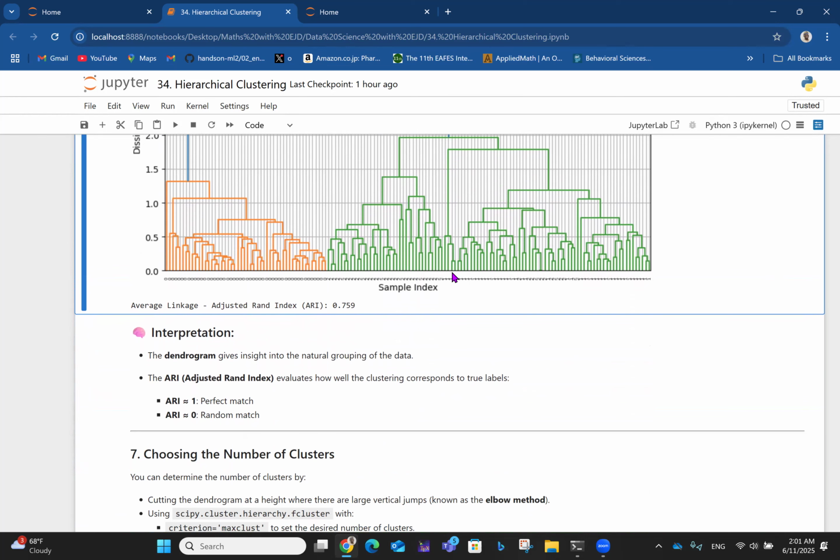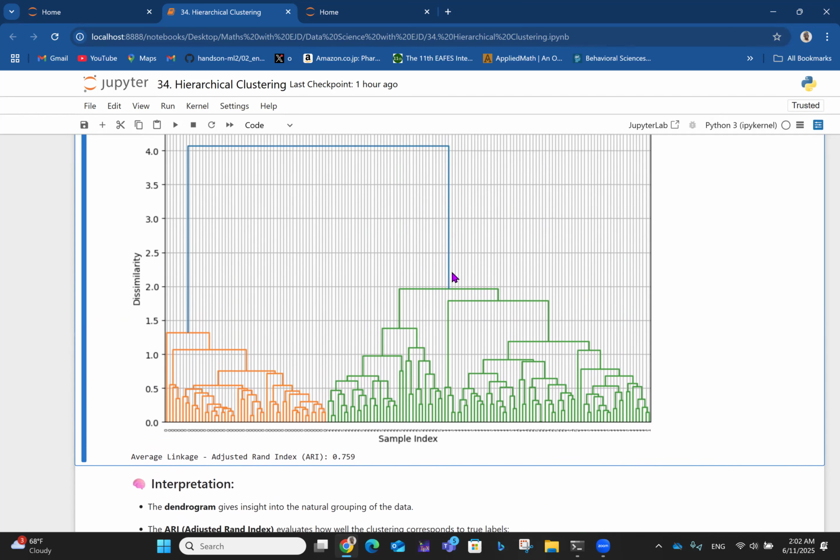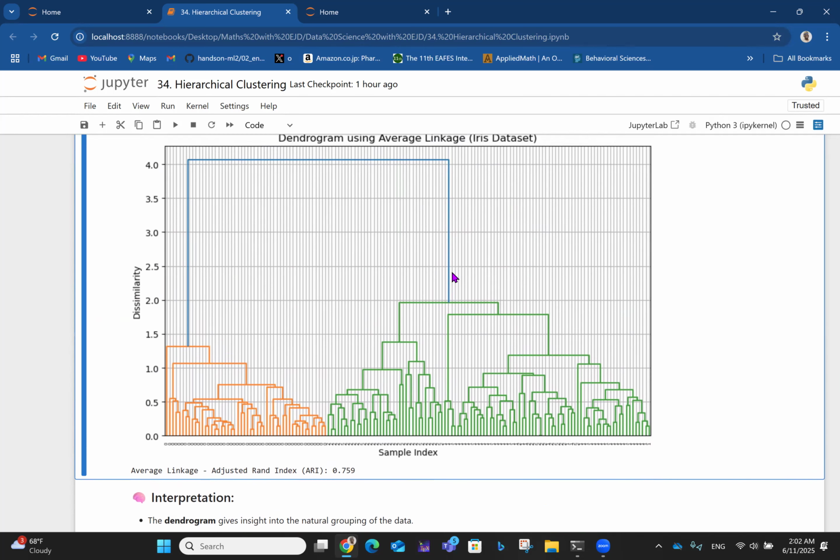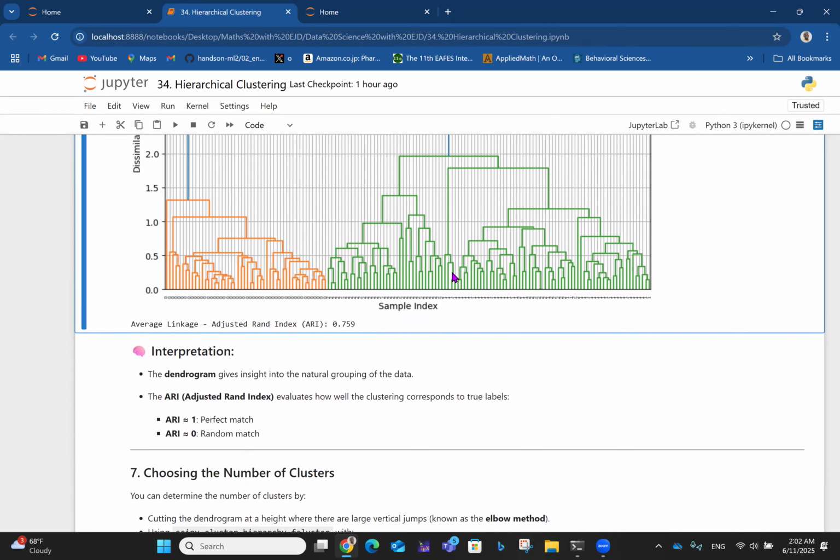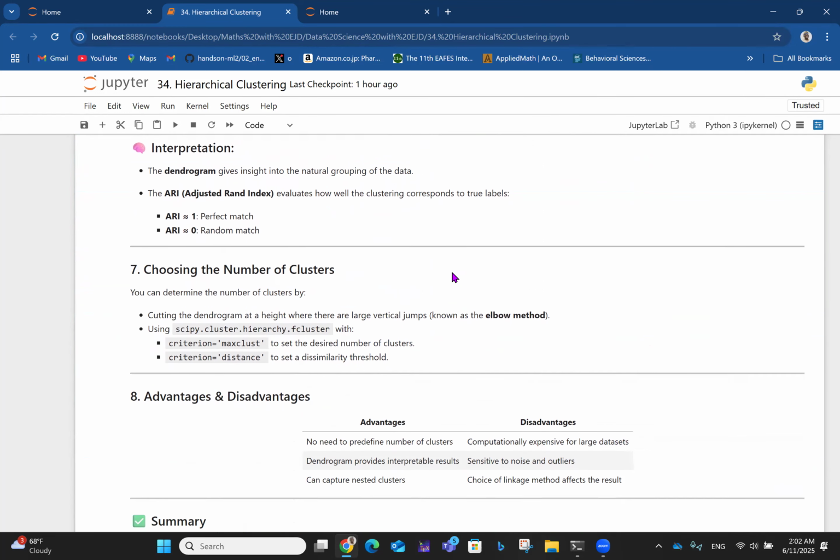So the dendrogram gives insight into the natural grouping of the data. The adjusted rand index evaluates how well the clustering corresponds to true labels. So ARI of 1 is a perfect match, while ARI of 0 is a random match. So the best of what we have here, as far as this iris data set is concerned, is the average linkage. That gives us the highest adjusted rand index.